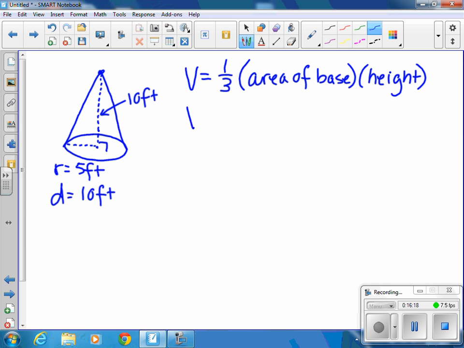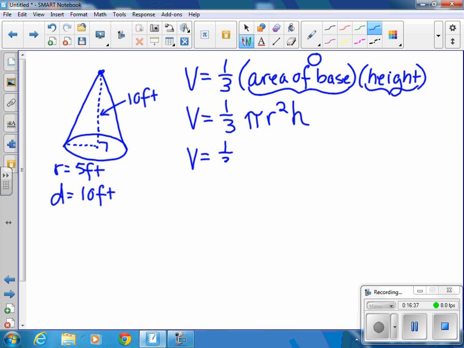It's area of the base times the height. Because we've already memorized, or we should have already memorized, how to find the area of a circle. So the area of a circle, remember the base this time, this is a circle. Area of the base is pi r squared. And then we have the height of the pyramid, which is h. Okay?